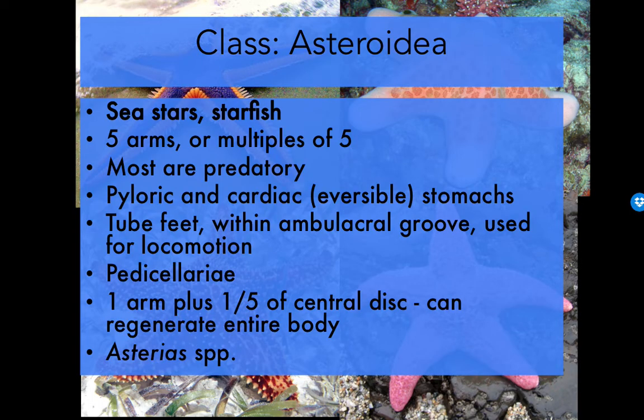Members of the Asteroidea typically have 5 arms, or sometimes they might have 10 or 15 arms. Most of them are predators, so they will hunt food, like you saw in the video in lab. And then they have 2 stomachs, one of which is retained within the body, and the other of which they can evert or push out through the mouth and into whatever organism it's trying to eat.